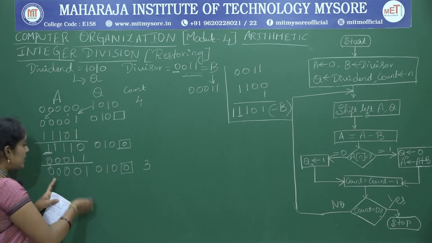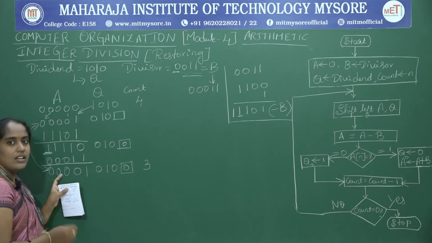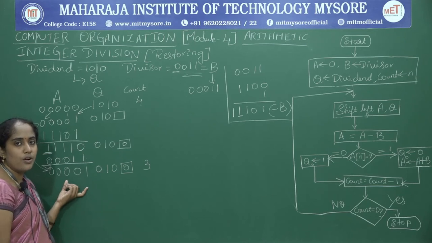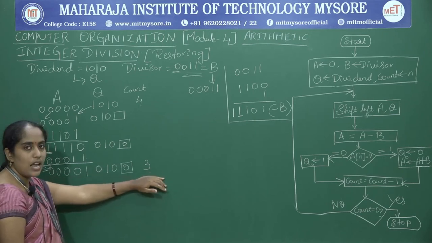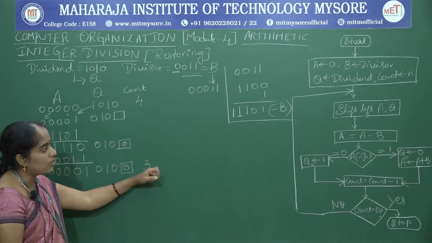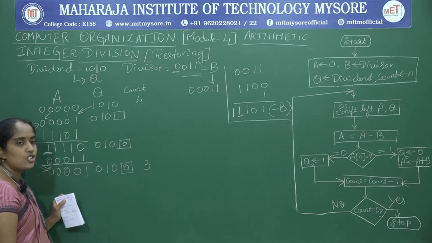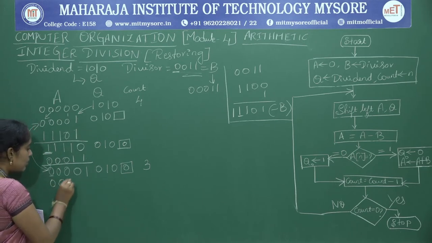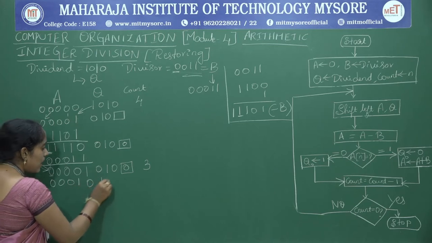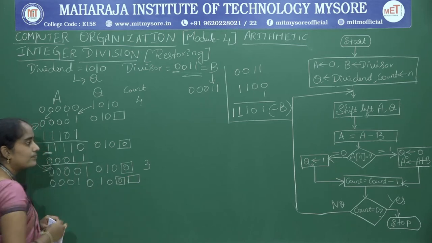Okay. So this completes cycle 1. Please check these two numbers. It is same, right? That's why it is called the restoring algorithm, restoring method. So what is the next step? Check count value. 3 is not equal to 0. Again go back to step 3. Step 3 is a shift left. So neglect the last bit. Now 0, 0, 0, 1, 0, 1, 0. This is also 0 and blank.